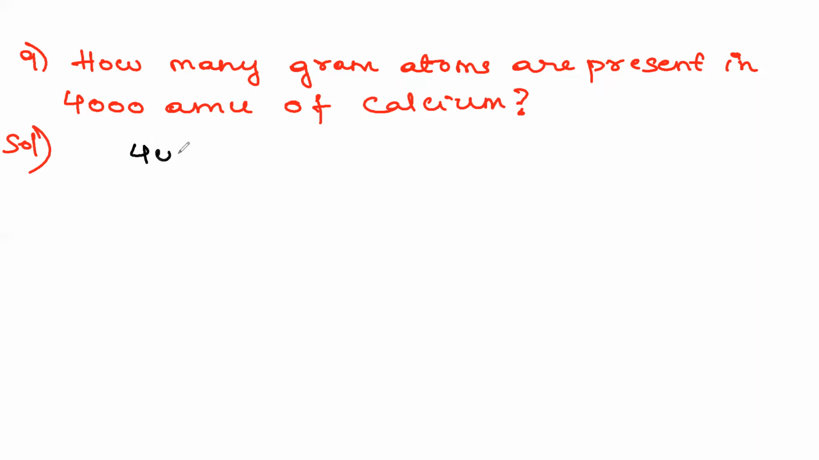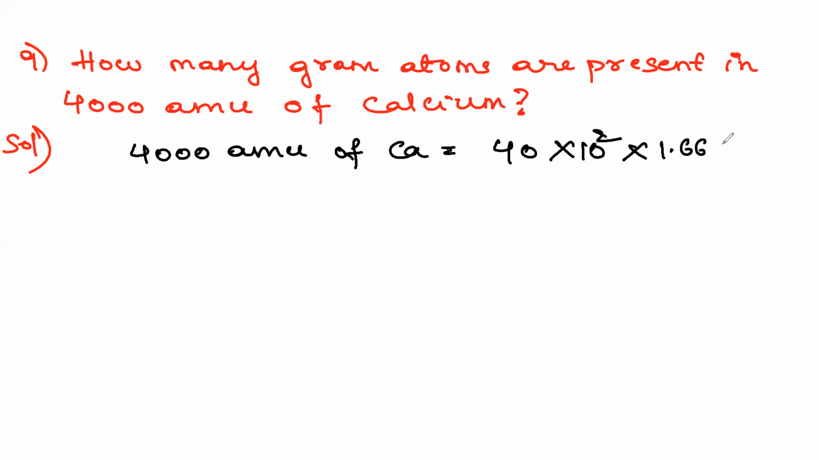in the solution, 4,000 AMU of calcium is equal to 40 × 10^2 × 1.66 × 10^-24 grams. We know the mass of a calcium atom is 40, and 4,000 means 40 × 10^2, and the mass of each proton is 1.66 × 10^-24 grams. So 4,000 AMU of calcium is equal to 40 × 10^2 × 1.66 × 10^-24 grams.